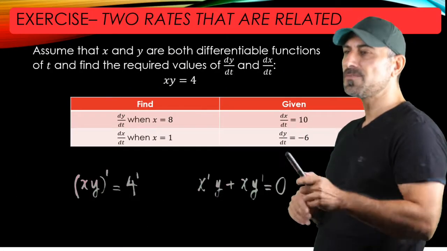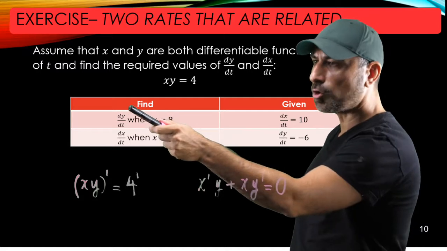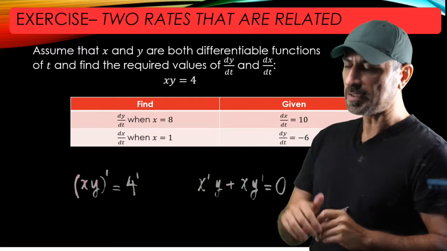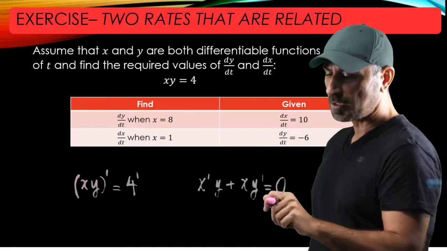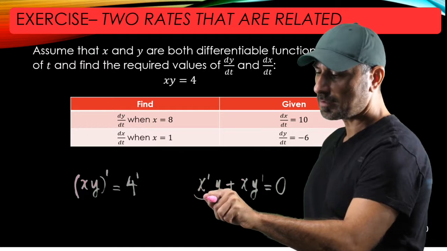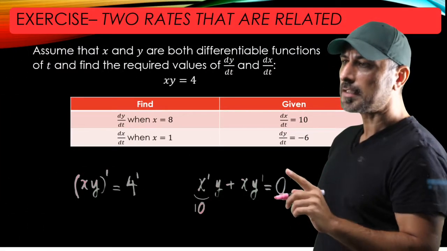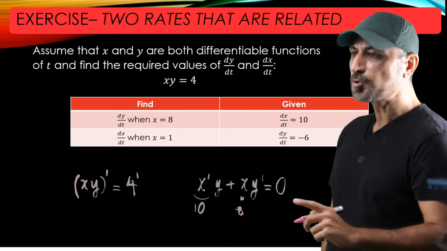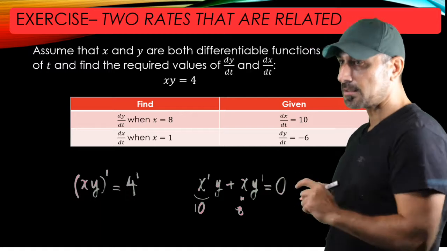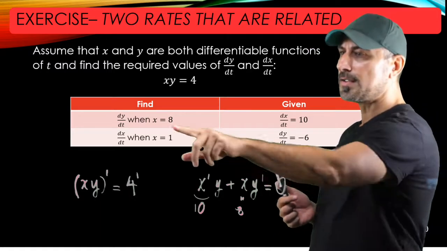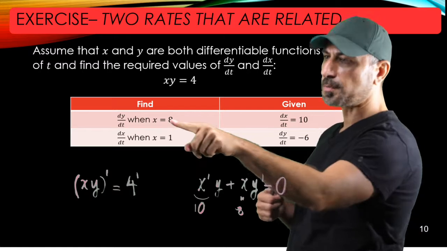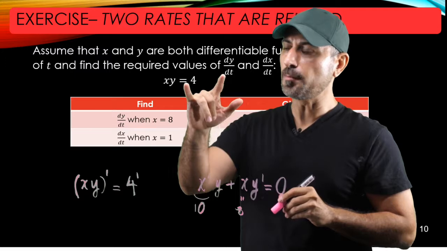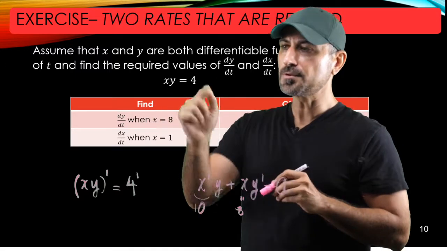So the goal here for the first problem is to find dy over dt when x equals 8, and dx over dt is given as 10. So why don't we just plug in the given values here. dx over dt, which is this one here, is 10, and x equals 8. We're supposed to find y prime, but we need y. So how do we find y for this x? All we're going to do is plug it back into the function expression to find the y coordinate of the point. If x equals 8, then 8 times y equals 4.